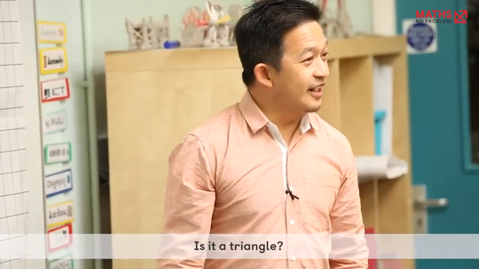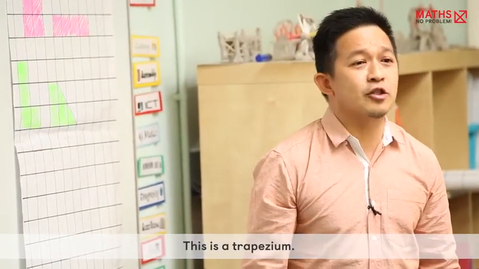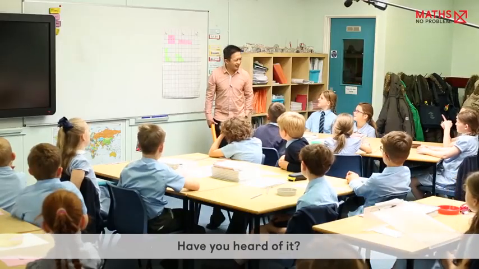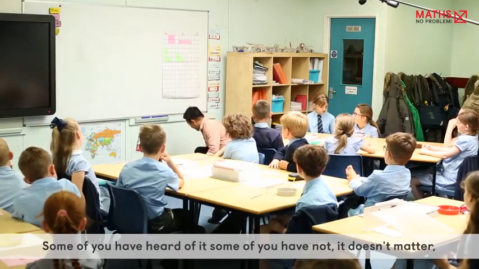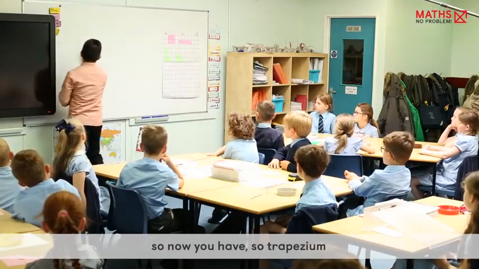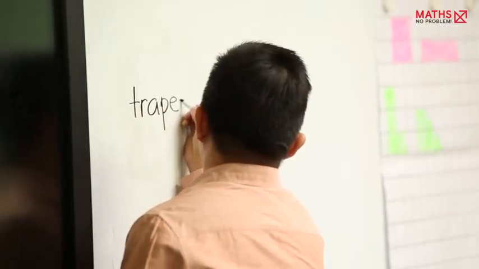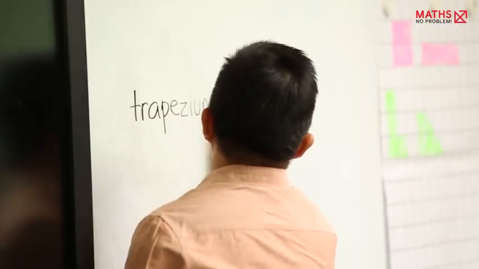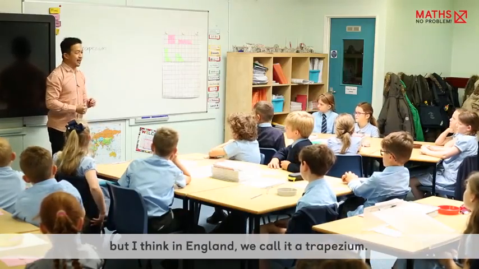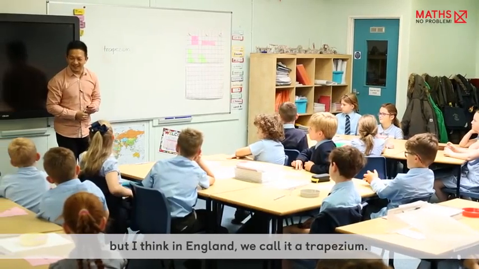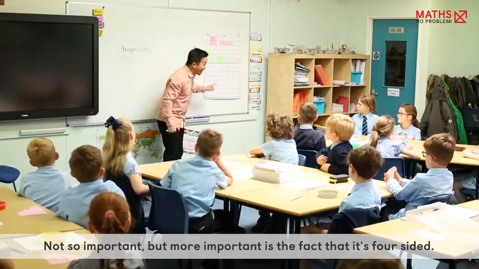Is it a triangle? A triangle would have how many sides? 3. This is a trapezium. Have you heard of it? Some of you have heard it, some of you have not. It doesn't matter. Some people in other parts of the world might call it a trapezoid, but in England we call it trapezium. Not so important, but more importantly it's 4-sided.